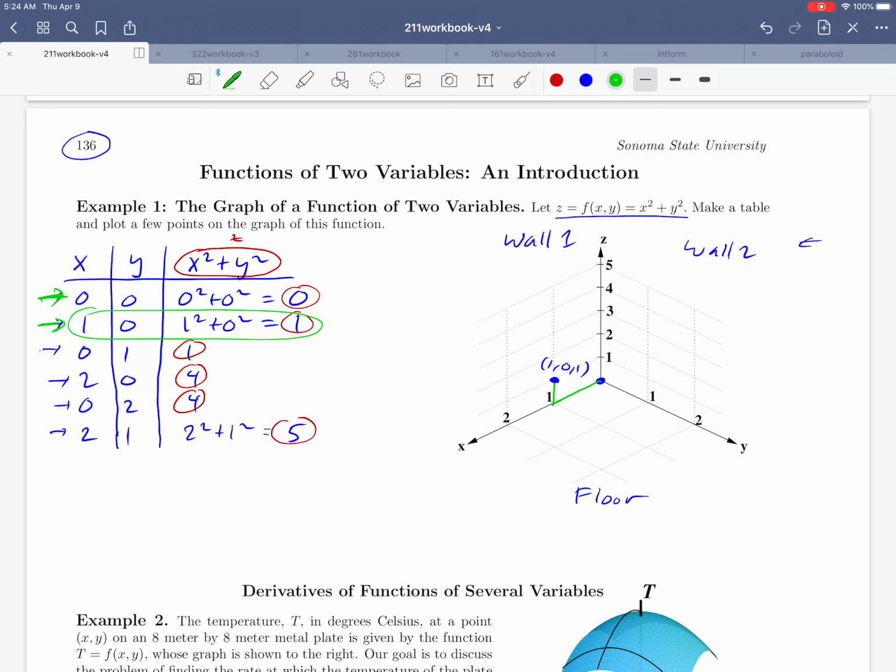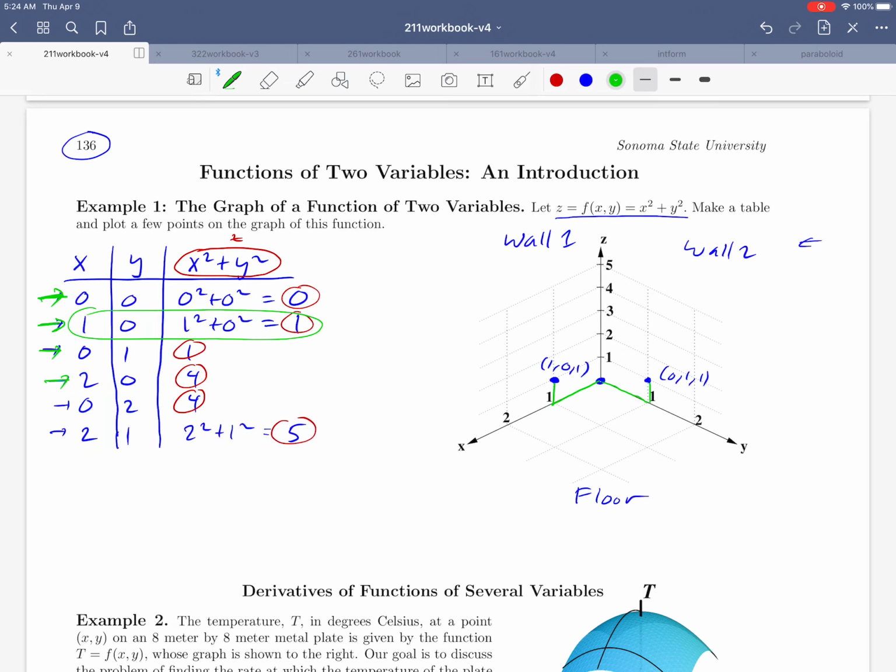And then moving on, the next point is 0, 1, 1. So x is 0, y is 1. So we're going to move 1 along the y-axis and then straight up 1 along the z-axis. There's 0, 1, 1. We keep doing this.